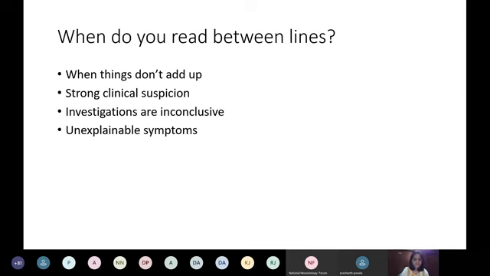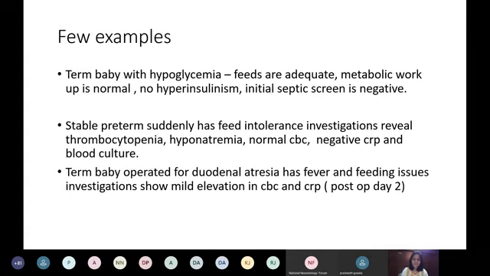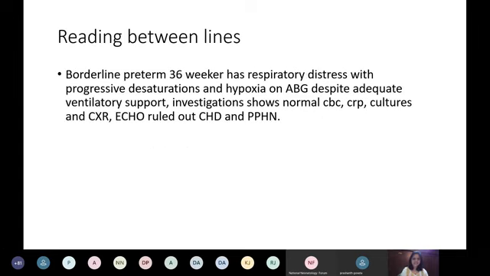So one last scenario, very relevant to the current situation. We have a borderline preterm 36-weeker. We know that 36-weekers are not going to be as much of a handful as a 27 or 26-weeker. This baby, with good weight, maybe 2.4 or 2.5 kg, suddenly has respiratory distress after birth, progressively desaturating and becoming hypoxemic. On ABG it is confirmed that there is hypoxia and a lot of desaturation going on. You have ventilated adequately, given enough pressure, enough everything. The chest X-ray is not so suggestive, not bad at all.